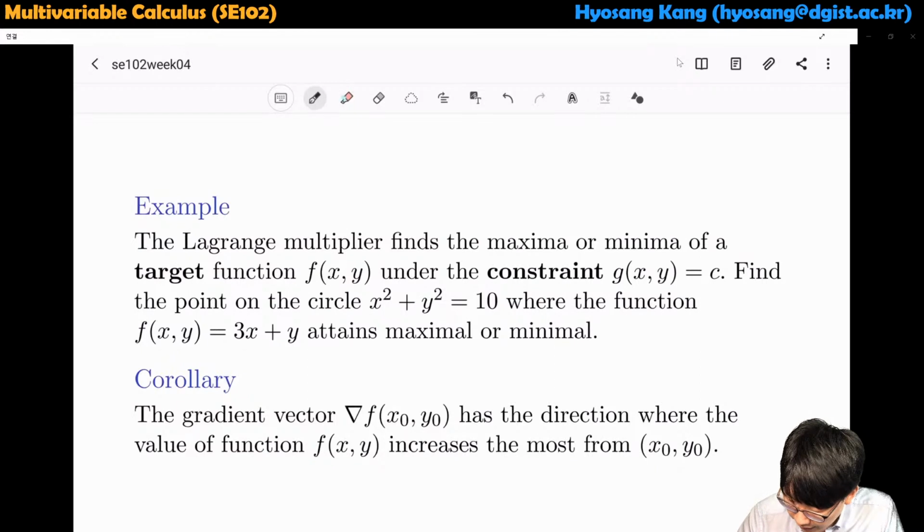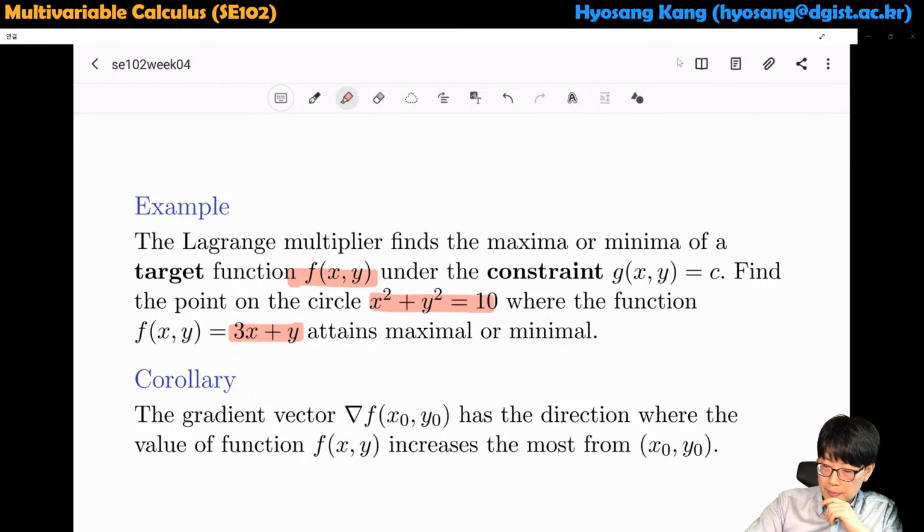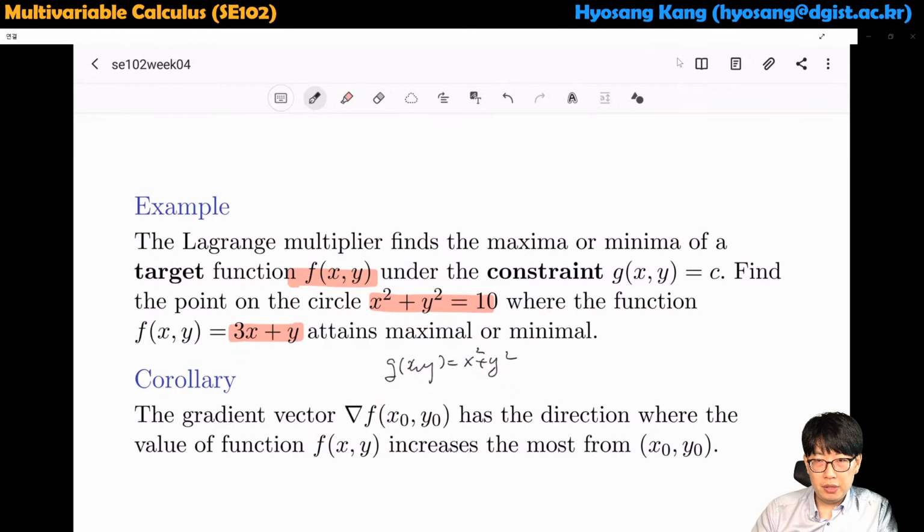Let's try to find the local extremality of the function f defined to be 3x plus y on the constraint x squared plus y squared equals 10. So here we have g(x,y) equals x squared plus y squared, and this is our function f. First, check whether f and g are both differentiable. These are polynomials, obviously differentiable. It's infinitely differentiable.